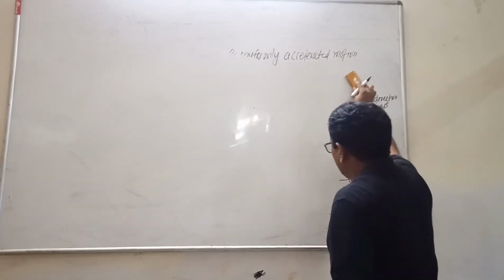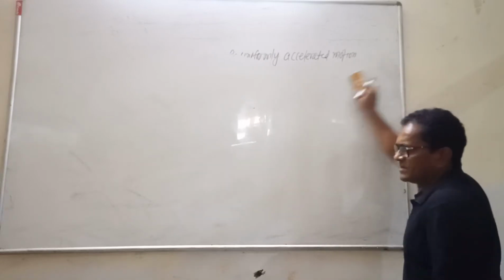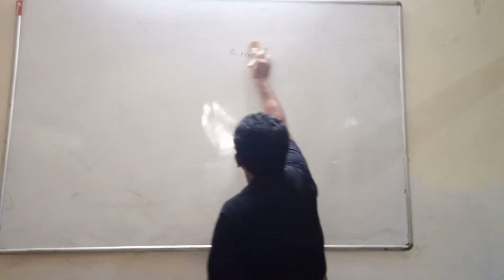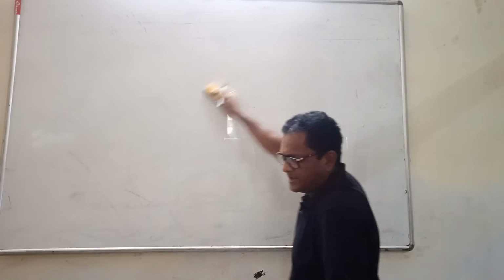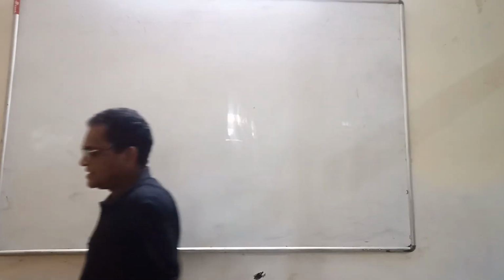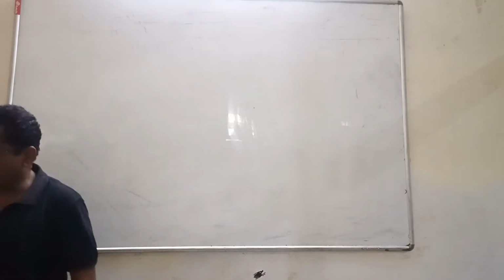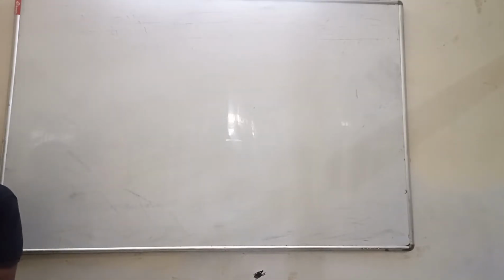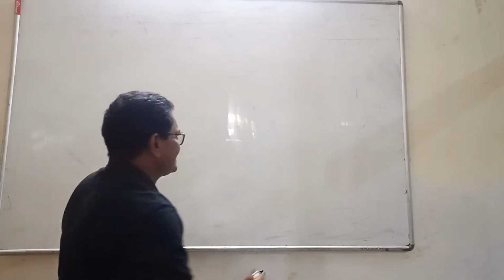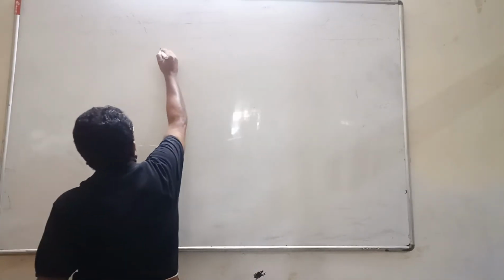So we have studied three equations of kinematics. First was v equals u plus at. Second was s equals ut plus half at square. And third was v square minus u square equals 2as. Now the formula for distance covered in nth second.